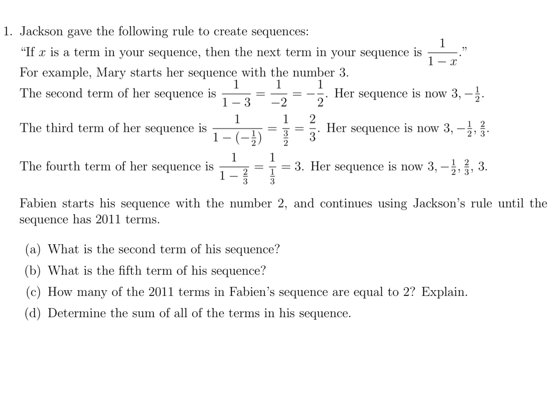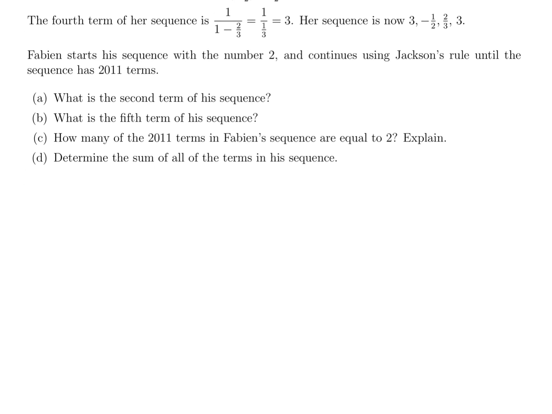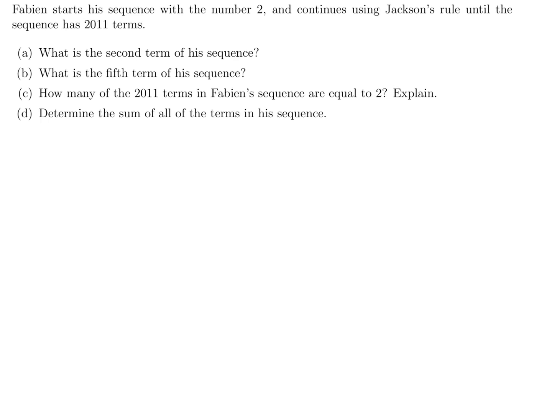Fabian starts his sequence with the number 2 and continues using Jackson's rule until the sequence has 2011 terms. What is the second term? So x is going to 1 over 1 minus x, and that's pretty much what we're going to do the whole question. So we started with 2. This is our first term. Our second term would be 1 over 1 minus 2, right? Because x is going to 1 over 1 minus x.